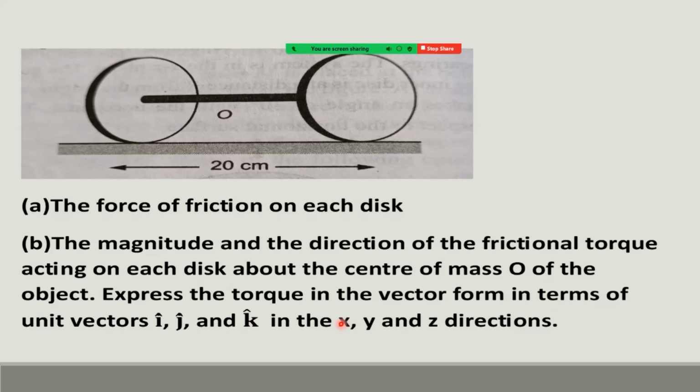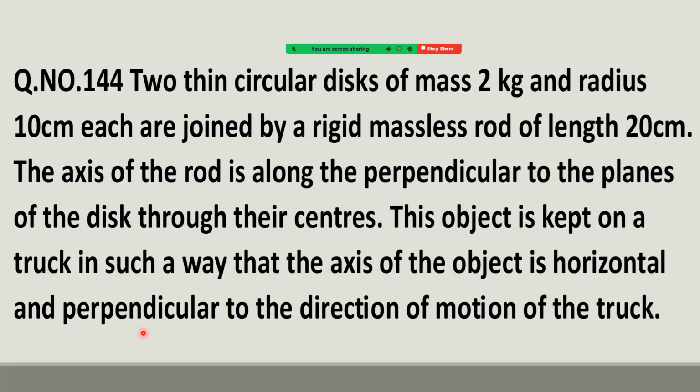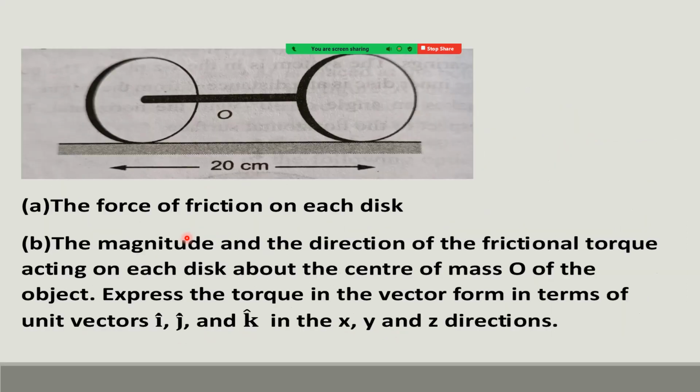Let's see the question carefully. So we have two circular discs, mass given, radius given, joined by a rigid massless rod whose length is 20 centimeter. Given the axis of the rod is perpendicular to the planes of the disc through their centers. That we can see in the diagram. This is the axis, normal to the plane of the disc through their centers of mass, okay?